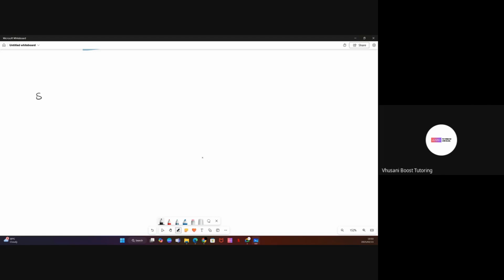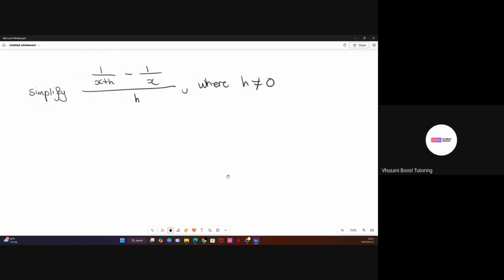So this one says we need to simplify 1 over x plus h minus 1 over x, divided by h, where our h cannot be equal to 0. All right. So this is the last example for today. This one, they like to ask a lot. You find that it's usually of like 4 marks or so. Okay, Slungile, I see you raised up your hand.